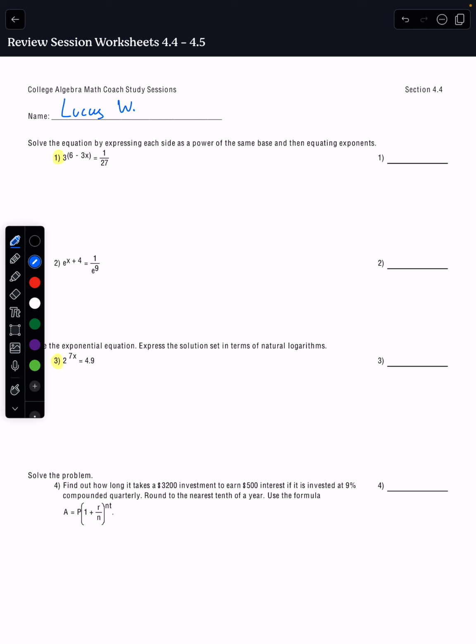I see that we have a 1 over 27, which can be expressed as 3 raised to the negative third. And the reason that's useful is then we can just cancel out the 3's on both sides. We're left with 6 minus 3x equals negative 3. Then you subtract 6 from both sides, and you're left with x equals 3.